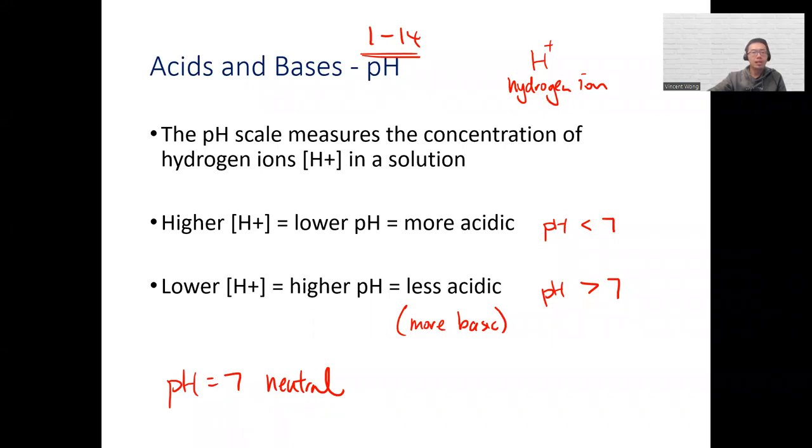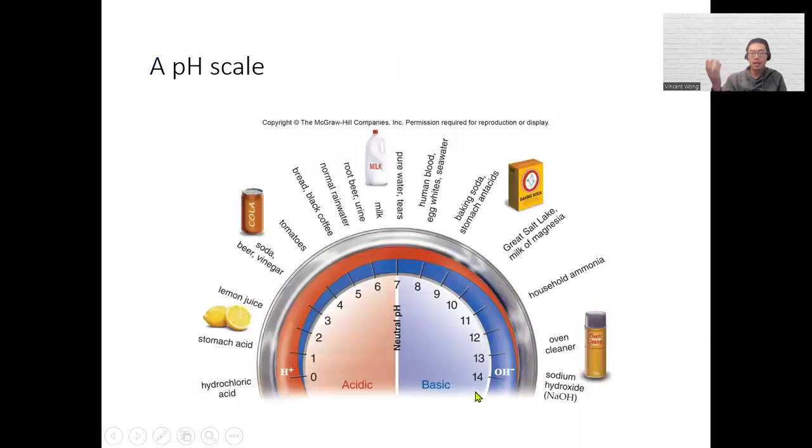So things that are acidic tend to be citrusy stuff. Lemon juice is acidic. Orange juice is acidic. Vinegar is acidic. You have acid in your stomach, right? Anybody know the name of the acid in your stomach? Bile? Bile, good guess. Bile is in the liver, actually. It helps you break down fat.